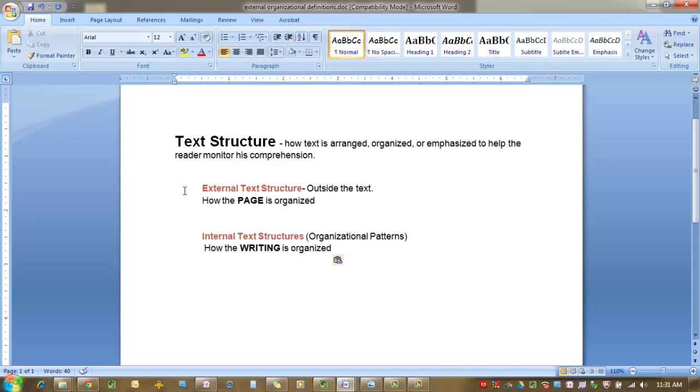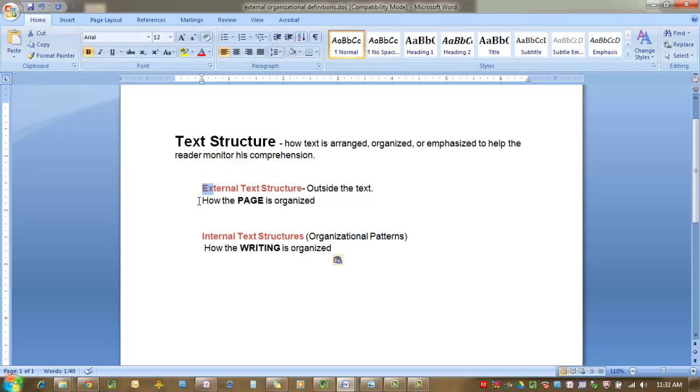So we're going to talk about 2 different types of text structures in nonfiction. Today we're going to focus on external text structure, and the rest of the week we'll talk about internal text structure. I'll tell you briefly right now what each one is, and then we'll focus the rest of this video on external. We look at the term external text structure.